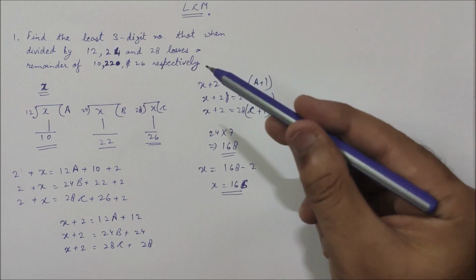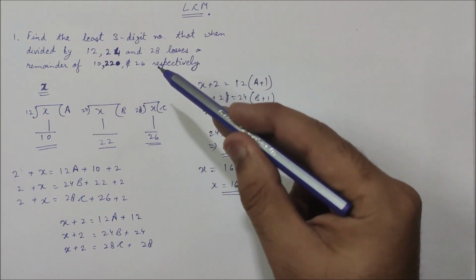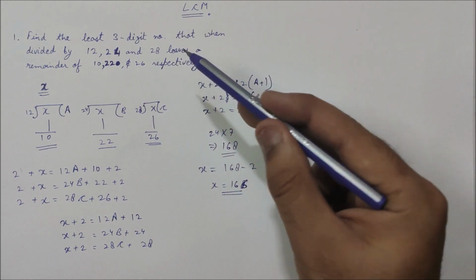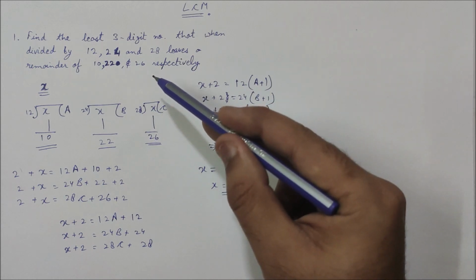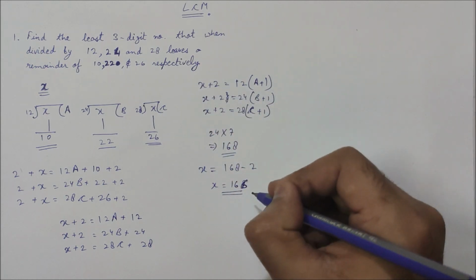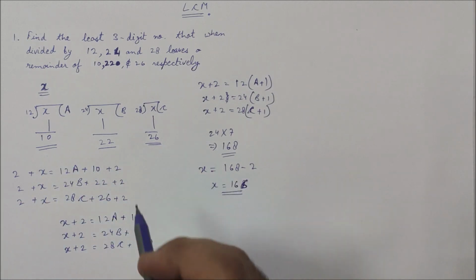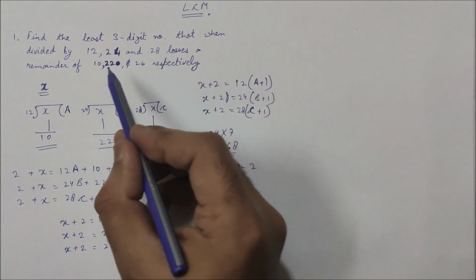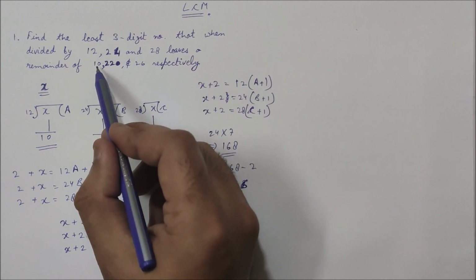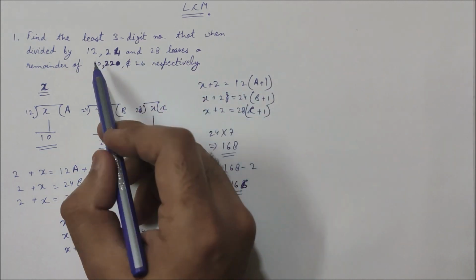166 is the least three-digit number that when divided by 12, 24 or 28 leaves remainders of 10, 22 and 26 respectively. Now to understand why we added this 2 on both sides in the first place, it is because if I look at the remainders, they have something in common.